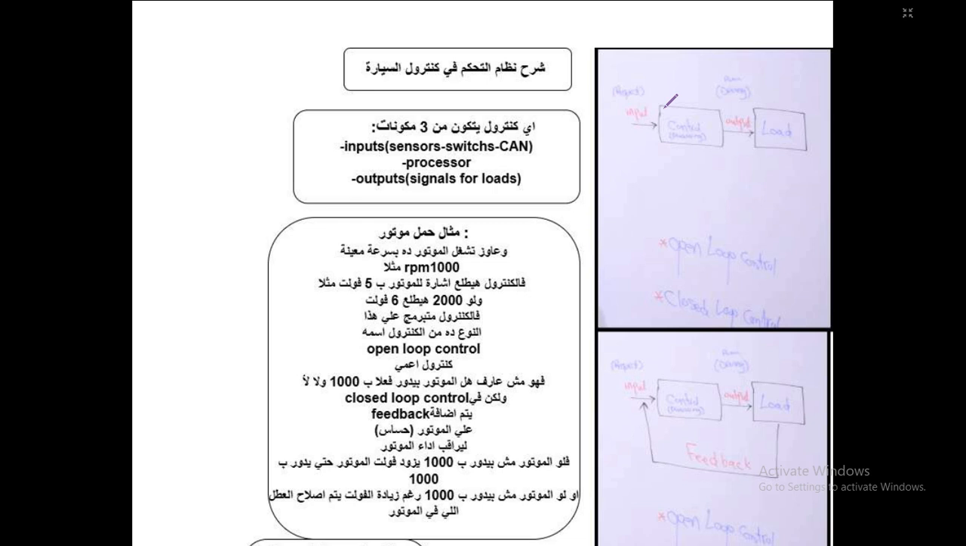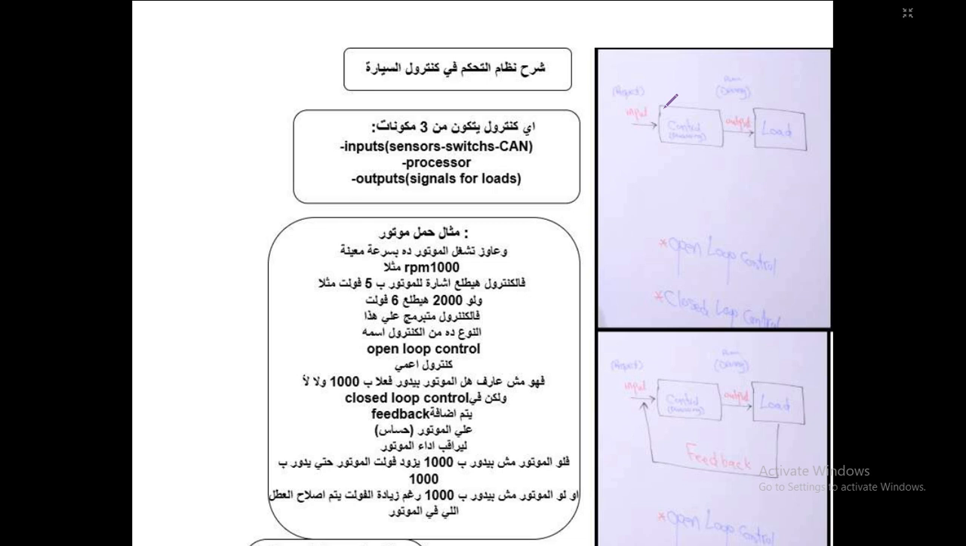So the control module will receive those inputs from sensors, switches, and the CAN system. The processor itself has its own system program. Whenever it receives a signal from those sensors, the program inside the processor will generate a suitable signal as an output to the load.